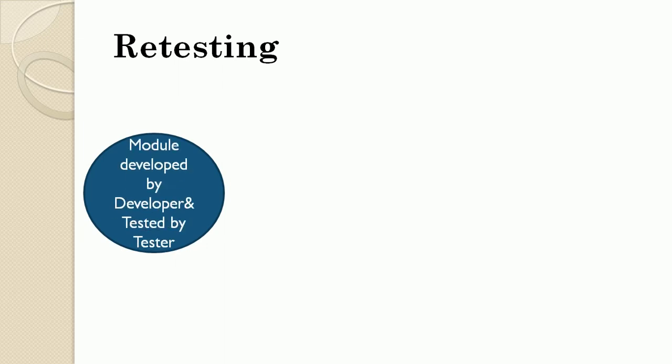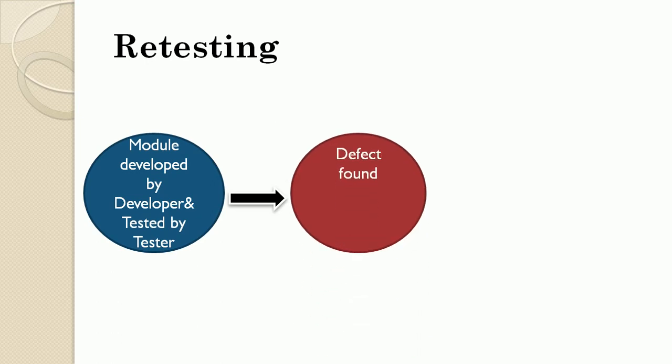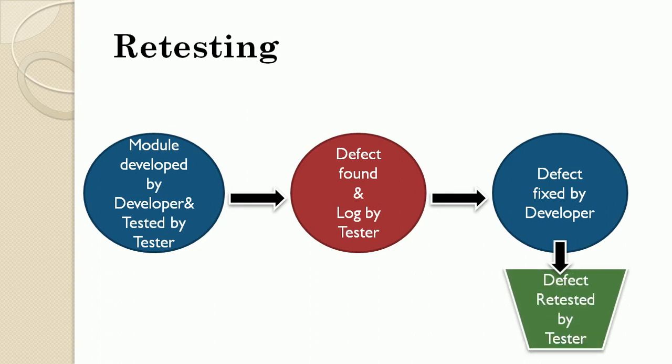See, whenever any module is developed by a developer and we test that module, after testing we will definitely find a defect, right? So this is where we detect the defect, and whatever defect we find, we log it. This process is done by the tester. After this, what happens? Whenever we log the defect, the developer has to fix that particular defect. And after this defect fix, the retesting activity is conducted by the tester.